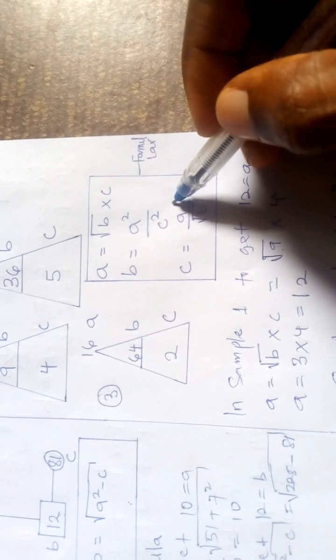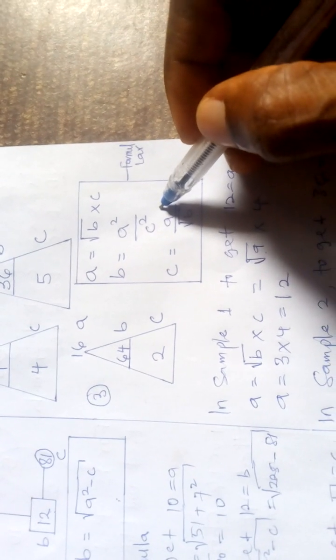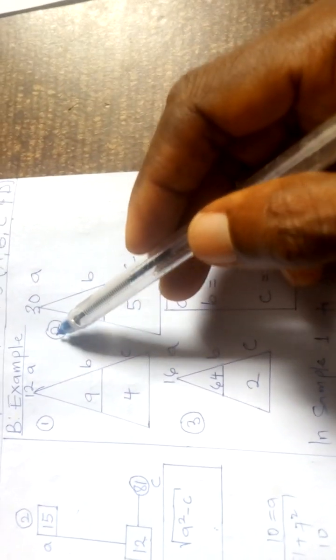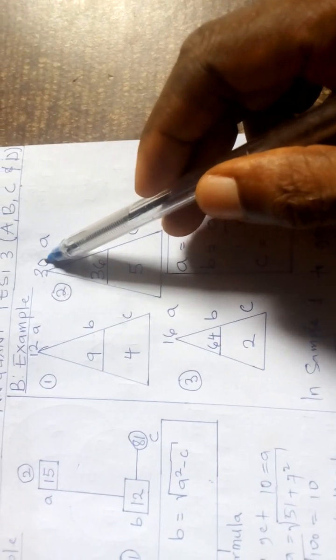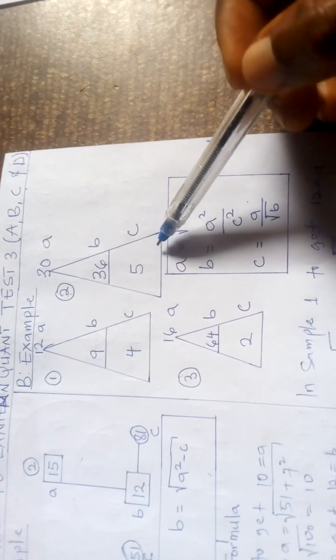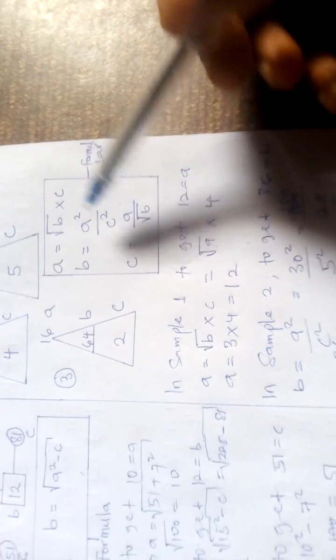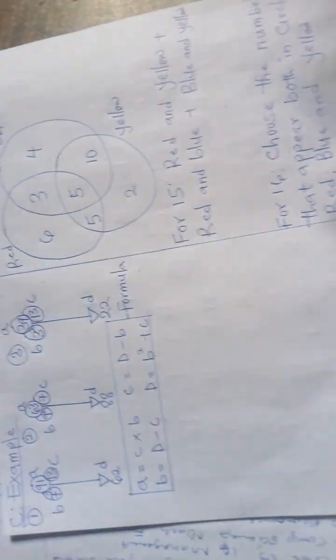So now this formula here is effective. So make sure you write this formula down. It will help you to get any number that you want to get here, whether you want to get 30, 12, 9, 4, 5, all right, or 36. Make sure you use this formula. Okay, let's go to the next one.